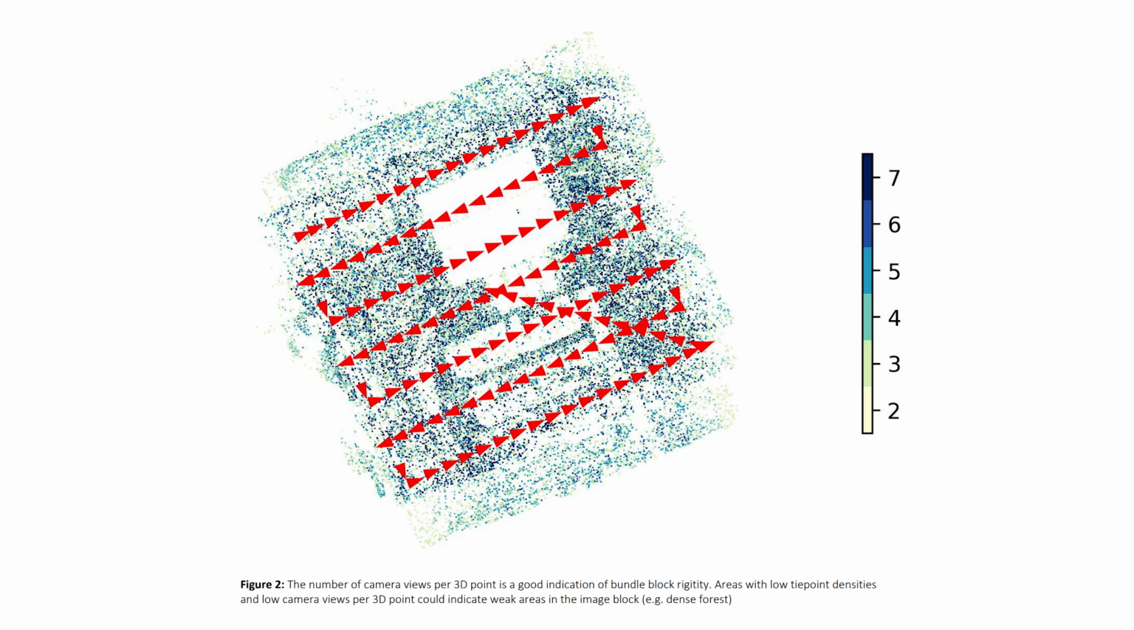The second figure we are given shows us the number of camera views and the path the drone took. We can see that there are weak areas, especially where the building with the metallic reflective roof is located.